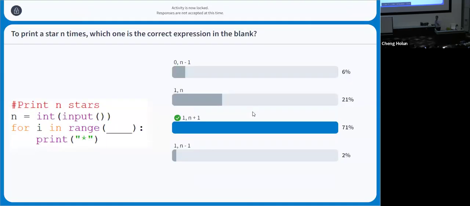Okay, this time is good. Most of you got it right. Because I want to run n times, the number of times is the difference between the two numbers, right? And there's only the one that is difference n.